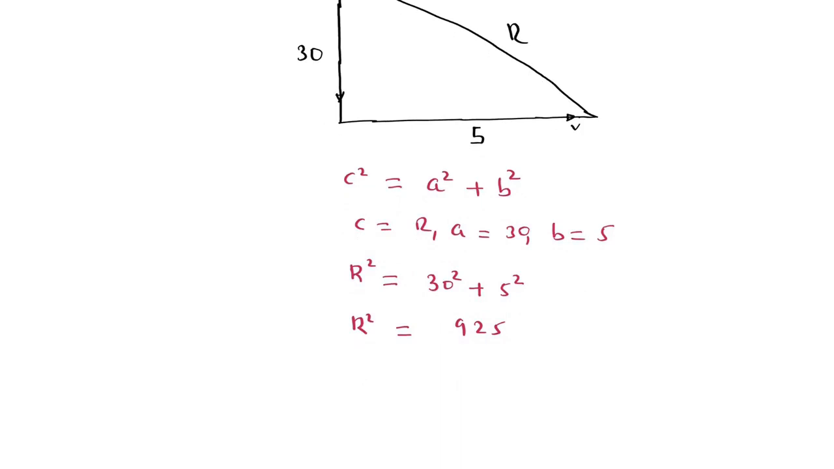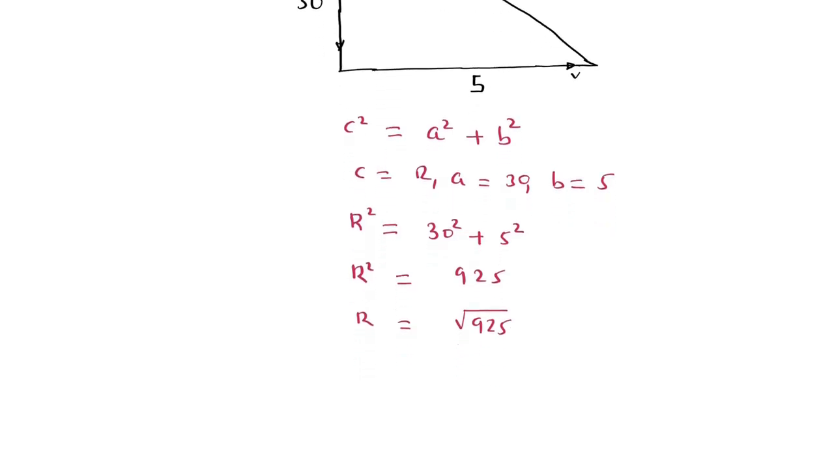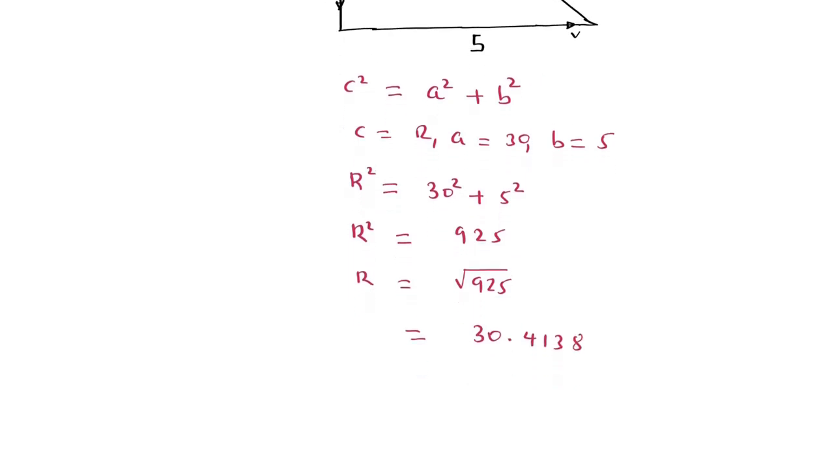Okay, so now let us apply the root both sides. Our equation is going to be r equals the square root of 925. Okay, so reading the root from the table, the value is going to be 30.4138. So here we are going to approximate the value of the resultant velocity to be r equals 30.41 kilometers per hour. And this is going to be our answer.